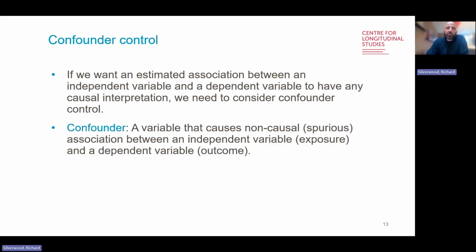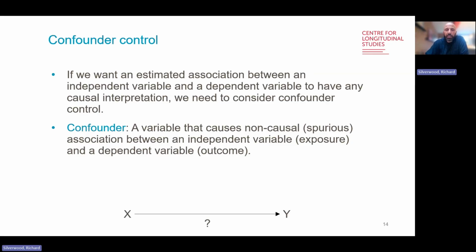If you're going on from there and building up, perhaps fitting some sort of regression models, then one thing you'll need to worry about, if you want your estimates to have any sort of causal interpretation, is the potential for confounding. I'm sure many people understand what I mean by confounding, but just very briefly to ensure that we're on the same page, a confounder is a variable that causes some non-causal or spurious association between your exposure or independent variable and your outcome or dependent variable.